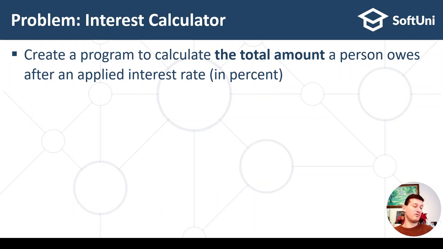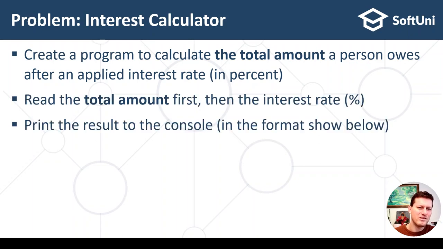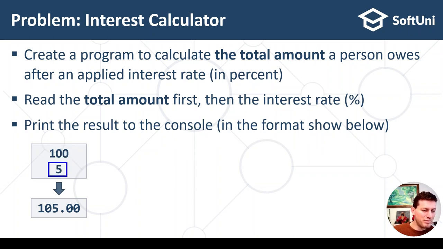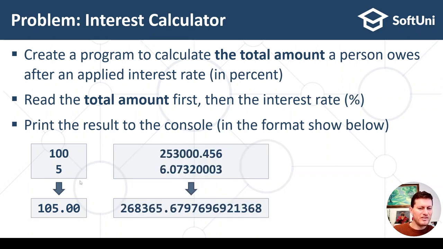Okay, so let's solve a practical problem, so you learn how to work with these APIs. We need to create a program that calculates a total amount that a person owes after an applied interest rate in percents. So let me show you an example. If I have $100 and 5% of interest rate, at the end of the deposit period, I'll have $105. It's the same here, and if I have this sum and this percentage of interest, the amount will be this.